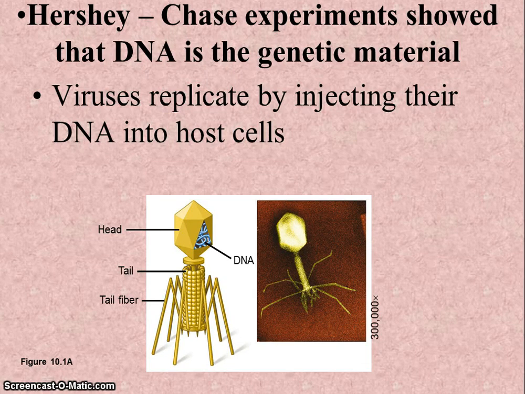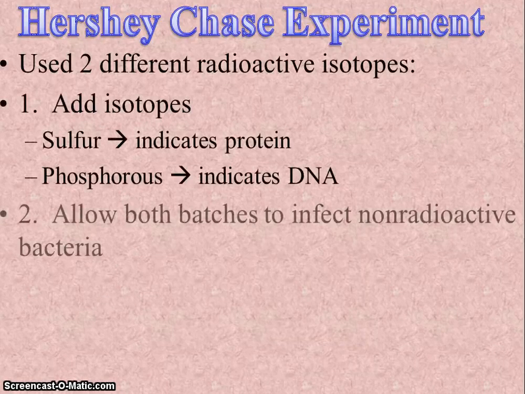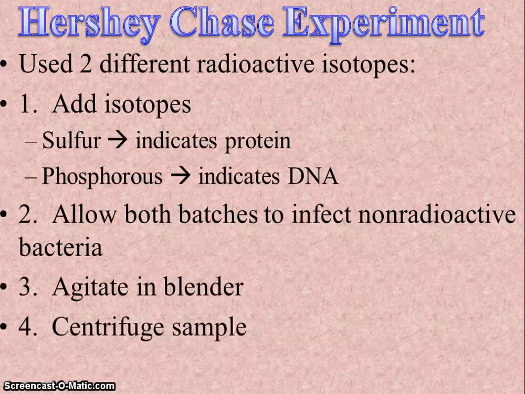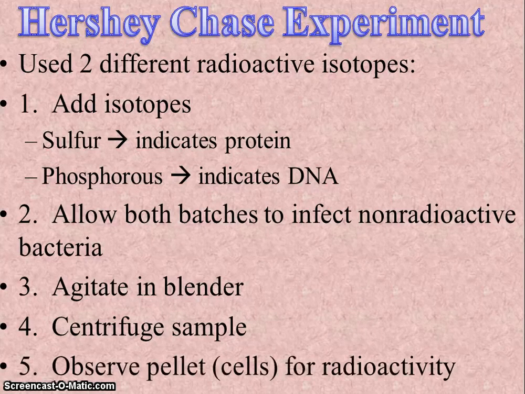Just to show you a little bit about the bacteriophage with Hershey and Chase, this was the T2 experiment. So you could see what a bacteriophage looks like. And this was just a little bit about the Hershey and Chase experiment. Again, they used radioactive isotopes in order to figure out that DNA was the genetic material.